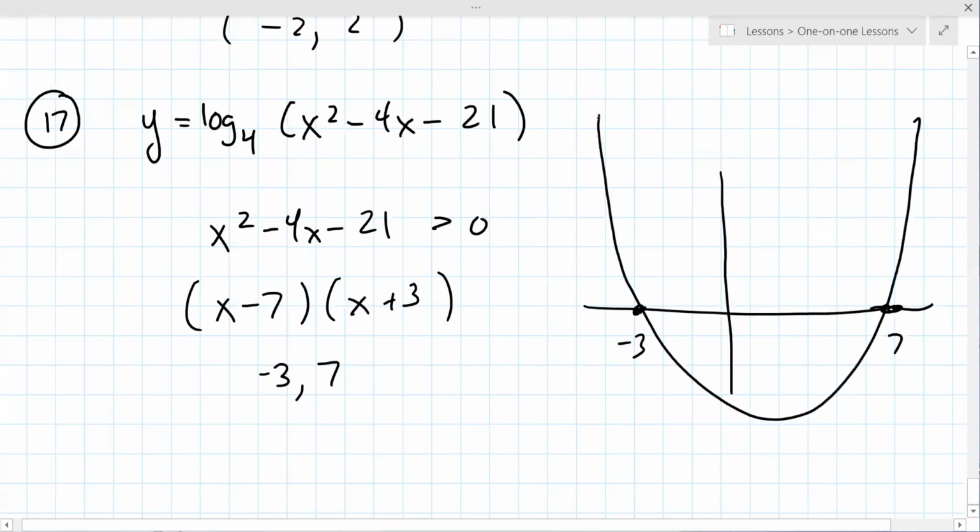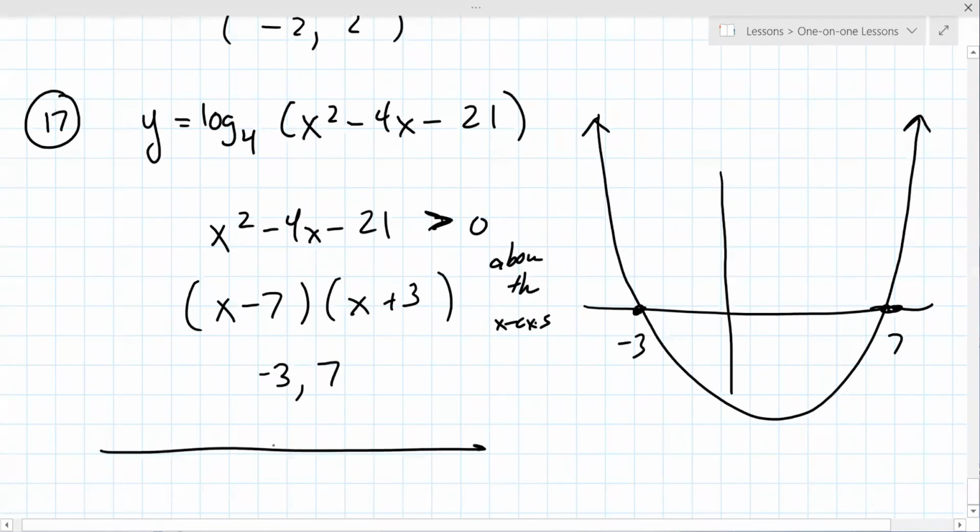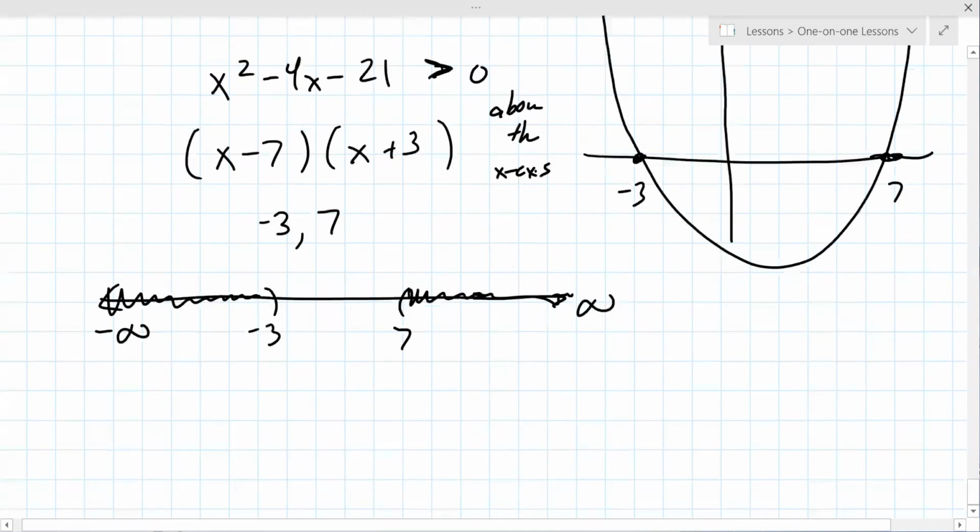This one opens up. So we're looking for where it's above the x-axis. It's above the x-axis to the right of 7 and the left of -3. So if we're doing it on a number line, it's above the x-axis in this region, and then this region over here. From minus infinity to -3, union 7 to infinity.